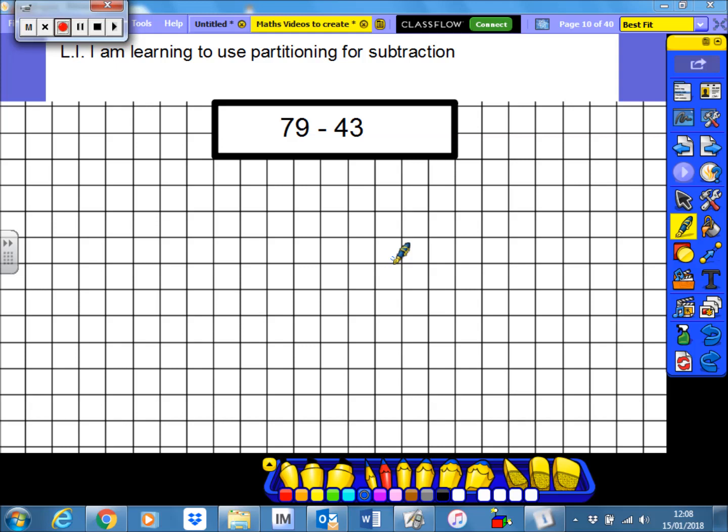In a nutshell though, partitioning is when we split a larger number into smaller parts. For example, the number 79 can be split into a 70 and a 9, whereas the number 43 can be split into a 40 and a 3. Now when we do it for addition, we had to partition both numbers. However, in the case of subtraction, we only worry about partitioning the second number. We do not need to partition the first number at all.